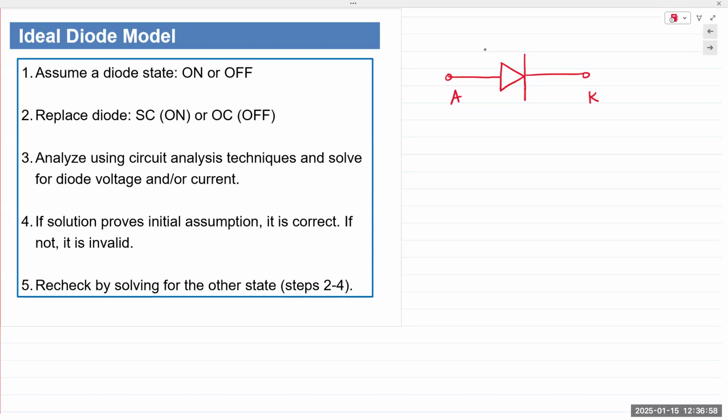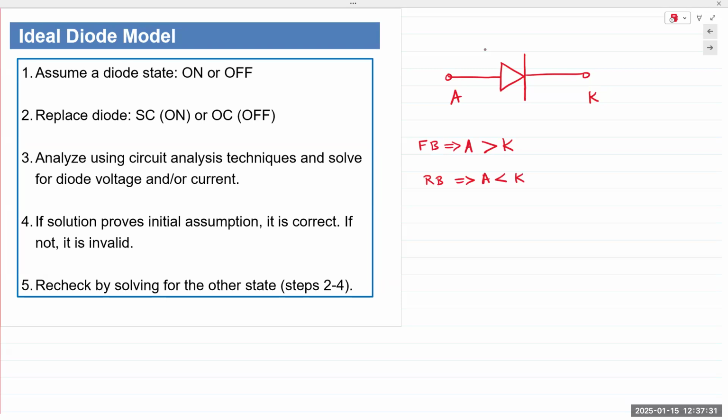Current flows that way, but what must happen for a diode to be forward bias? Voltage must be higher. The anode must be at a higher potential than the cathode. Then the diode is forward bias. If the anode is less than the cathode, the diode is reverse bias.